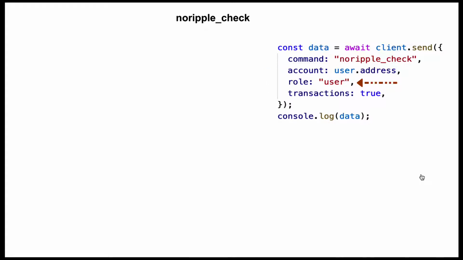The role takes two values, that is user and gateway. Gateway means the issuer. So don't interchange it. If it's a user account, the role should be user, and if it's an issuer account, the role should be selected as gateway. If you miss this, the results will be messed up.